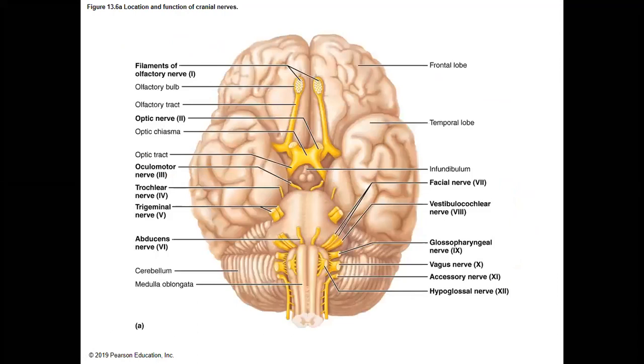Now here we go into cranial, and I wanted to just talk about some of the bold stuff. We've mentioned this before, filaments of the olfactory nerve. Make sure you know the areas that are in bold, please. That's where I'm going to be focusing.